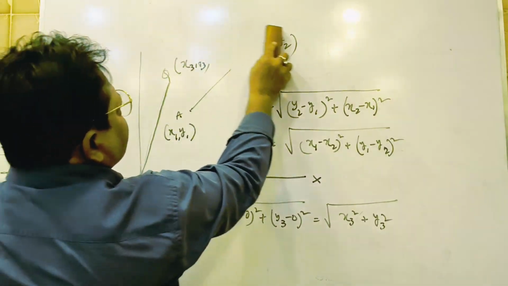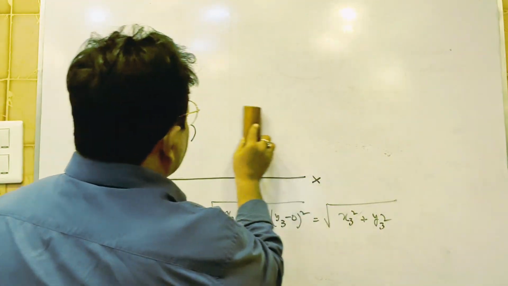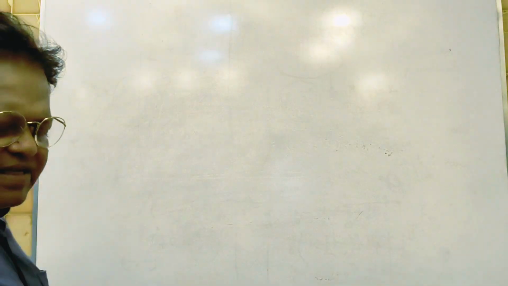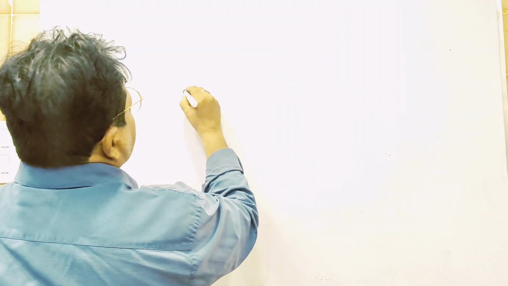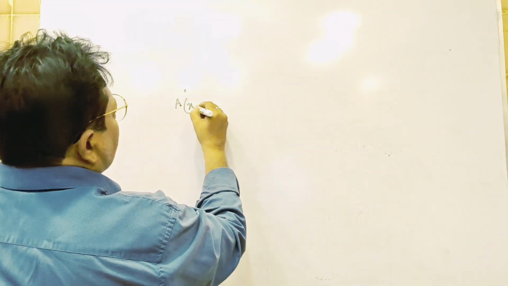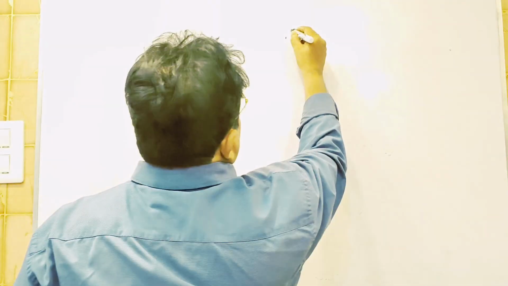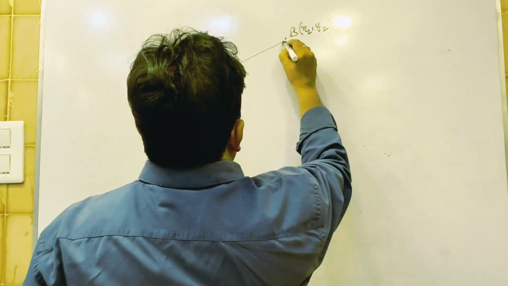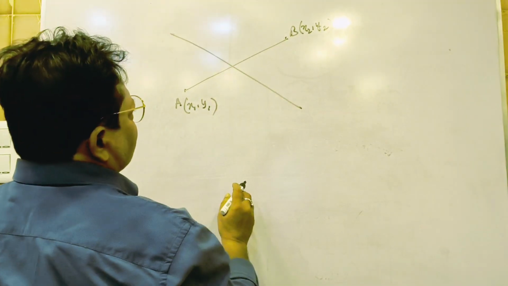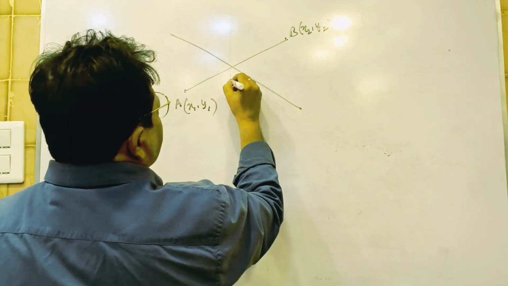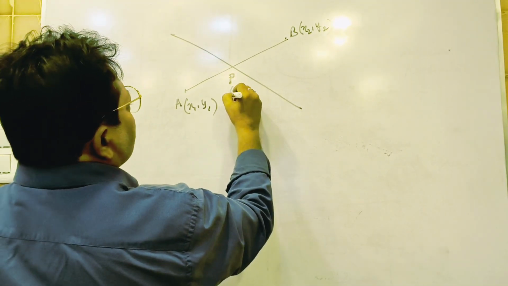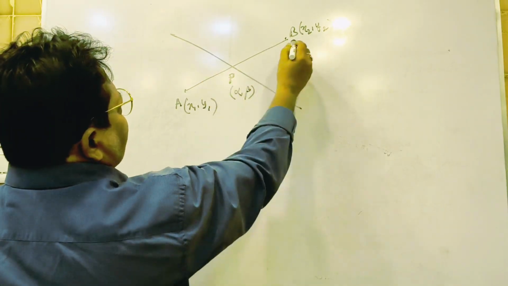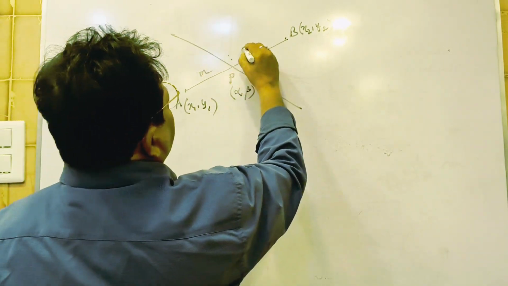Now the section formula part. It is a very basic idea. What is the section formula? Suppose here is a point A, x1, y1, and there is a point B, x2, y2, and this line is cut by another line at the point P. Suppose the point P has coordinates alpha, beta, and it cuts the line AB in the ratio of m to n.